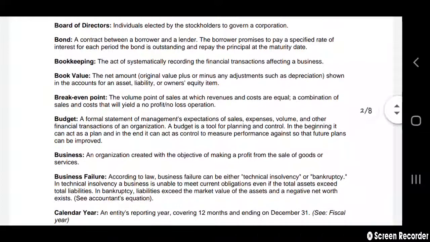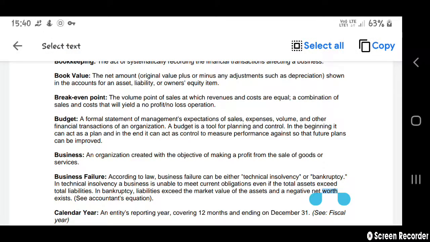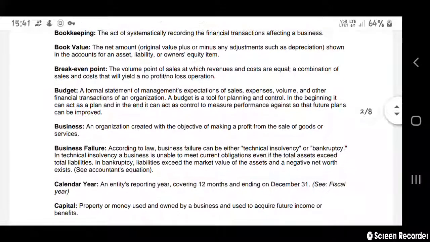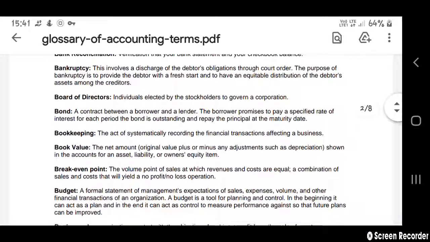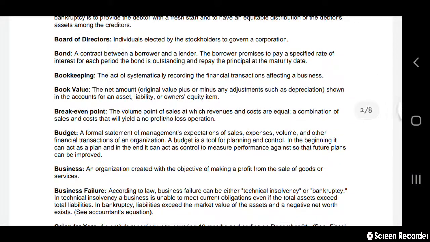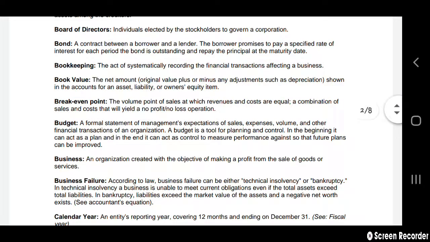Next, board of directors. Individuals elected by the stockholders to govern a corporation.